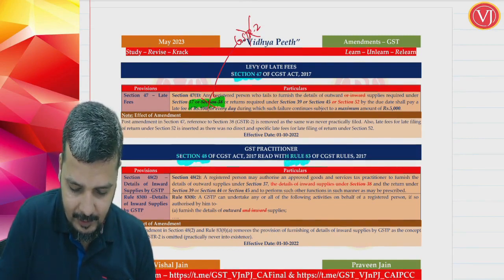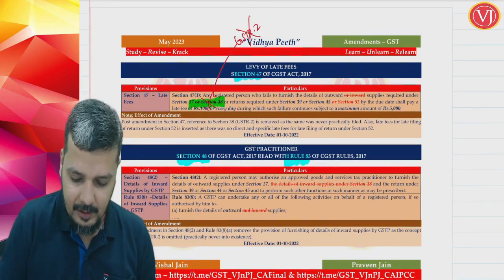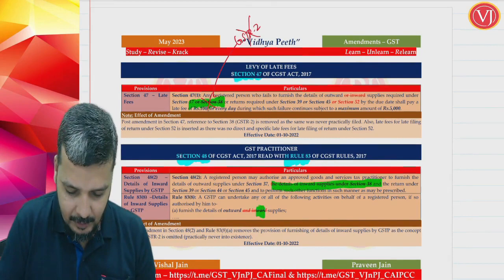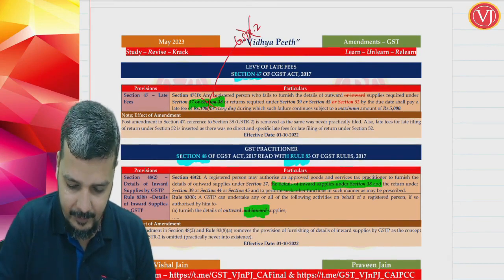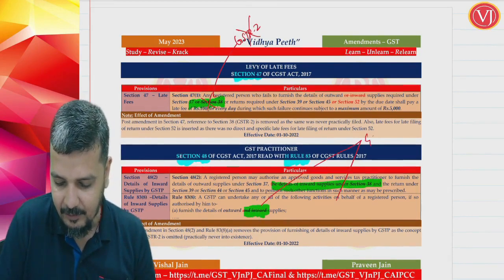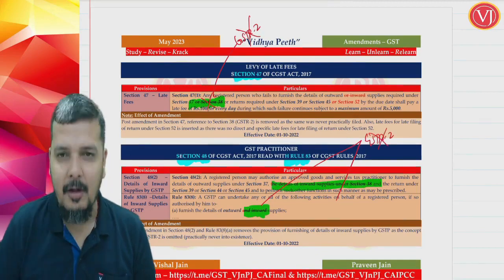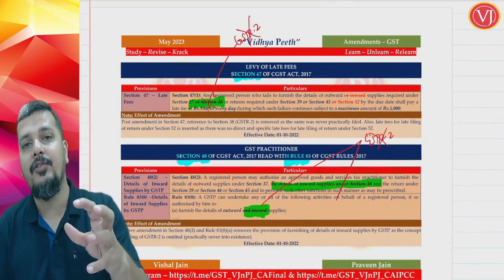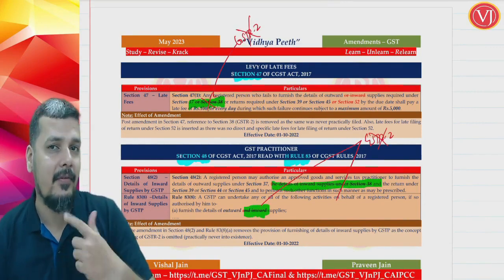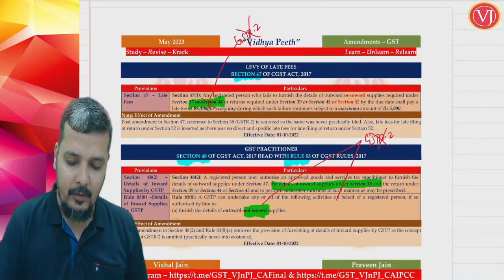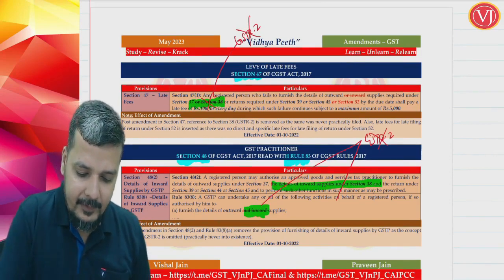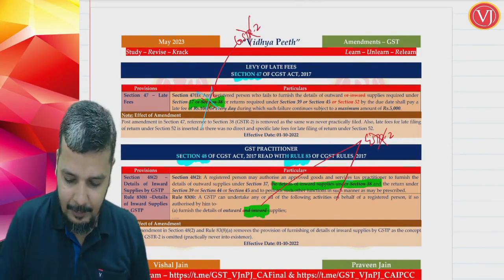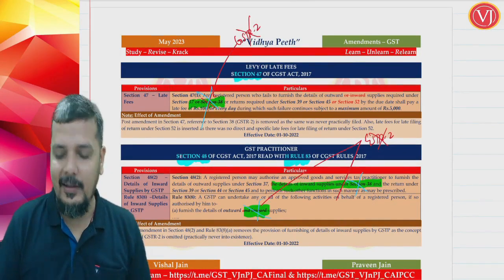along with Rule 83, where you are talking about inward supplies, Section 38. You are not filing GSTR-2. No one is going to file your inward supplies. Again, the reference of that for GST practitioner was removed. Practically, GSTR-2 was never filed by the recipient. The recipient gets the auto-generated GSTR-2A and 2B, but he never files something called GSTR-2. So, the reference of that in Section 47, late fees, and Section 48, GST practitioner, is automatically removed.